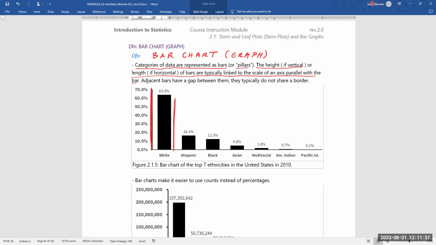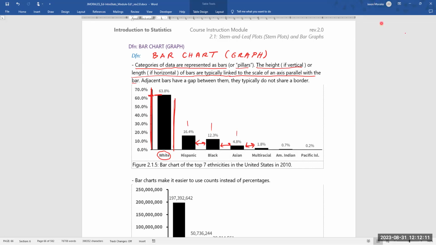So this bar, which represents the category, the white ethnicity, which is 63.8, the height of this is right here at 63.8, which is between 60 and 70%. Adjacent bars have a gap between them, and they typically do not share a border. So you'll notice that there are gaps between each of these borders, and that's to clearly delineate each category.